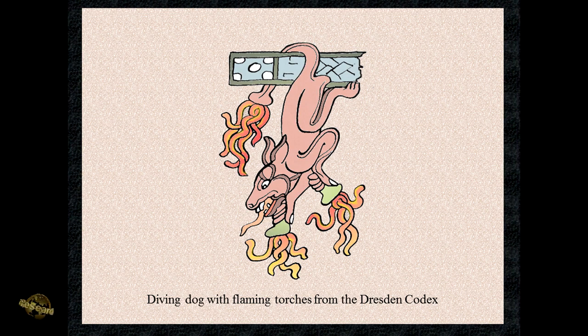This is from one of the codices, from the Dresden Codex. A diving dog, and notice that the dog has flaming torches. It's getting pretty explicit here, isn't it? But why a dog? So we can call it Rover, the great planet. Rover, good one, Jerry. That's clever.